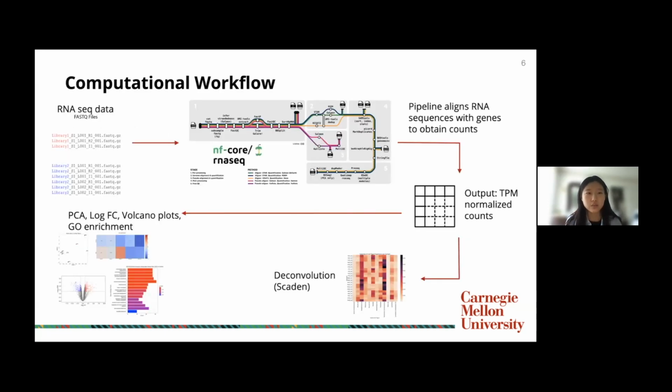Our computational workflow consisted of starting with the RNA sequencing data and running that data through the nf-core pipeline, which aligns our RNA sequences with genes to obtain counts per gene. Using those counts, we can further analyze using PCA, log fold change, volcano plots, GO enrichment, and deconvolution to get cell type proportions.